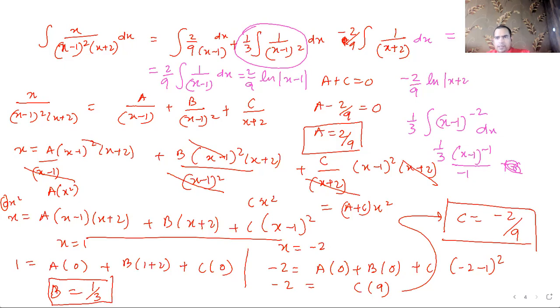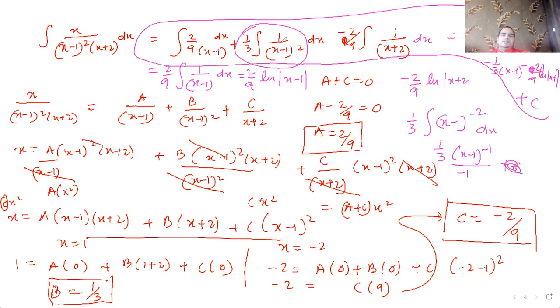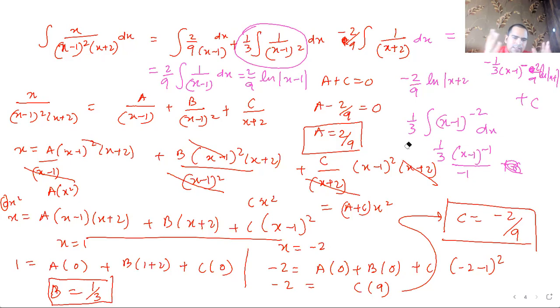Now if I put it all together, the final answer will be 2/9 ln|x minus 1| minus 1/3 times 1 over (x minus 1), taking this in the denominator, minus 2/9 ln|x plus 2| for the c part, plus c. So this is your final answer for the integral. When you look at the basic structure, it's a little lengthy, but if such questions are asked, it'll definitely be for heavy marks. So it's worth understanding and doing it.